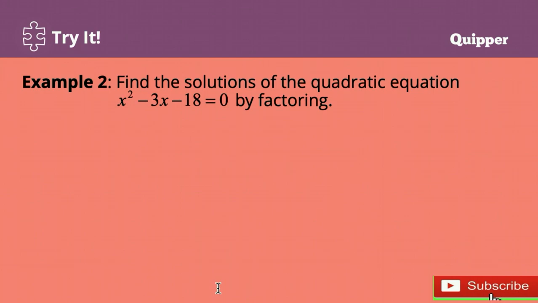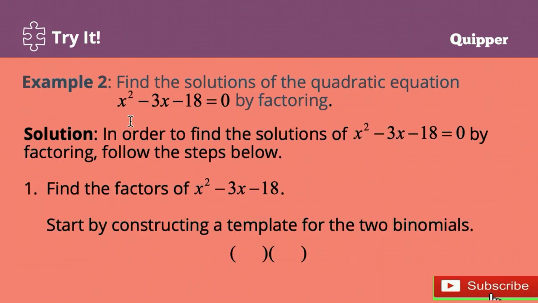Example number 2. Find the solutions of the quadratic equation x squared minus 3x minus 18 is equal to 0 by factoring. Here, this is not yet in factored form, and we are going to solve or find the solutions by factoring. In order to find the solutions of this given quadratic equation, we are going to follow these steps.